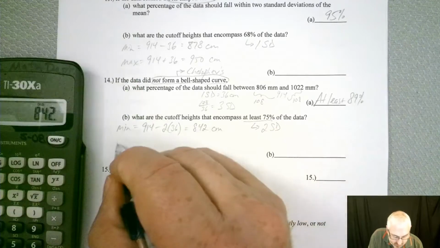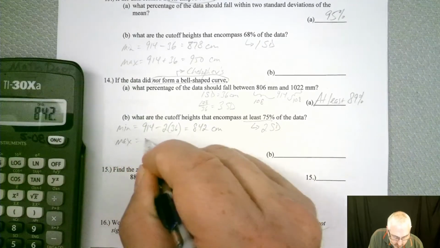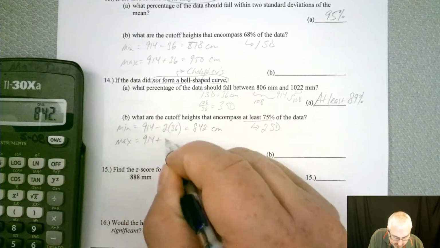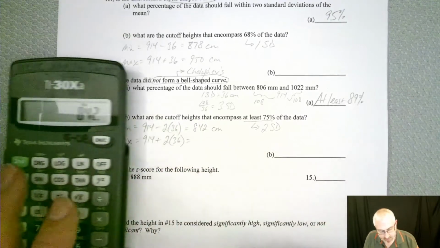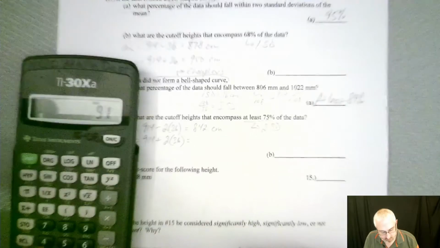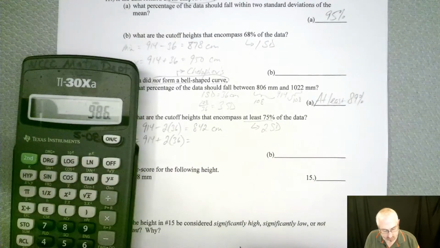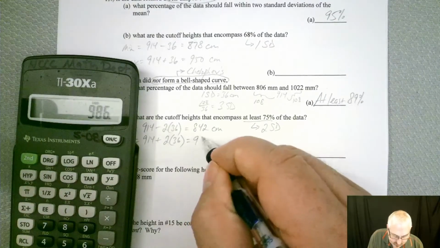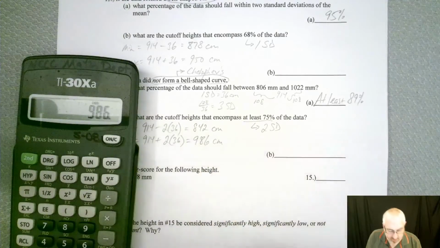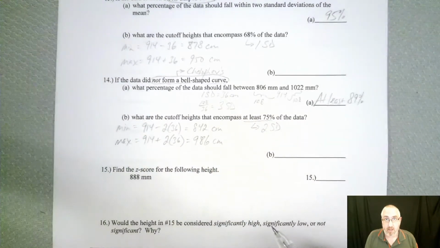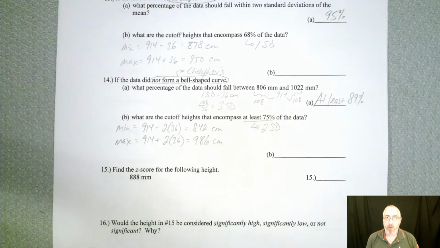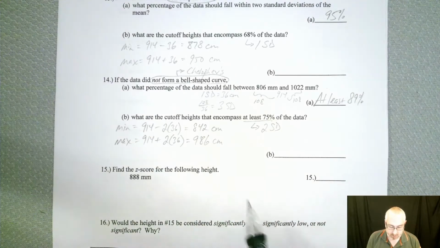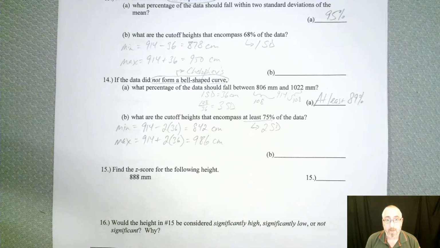And then our maximum is going to be just the opposite, and we're going to add that 2 times 36. So 914 plus 72 is 986. And again, don't forget your units on these. So this one is talking about centimeters, so we want to make sure we include those units. So that would be our answer for part B.